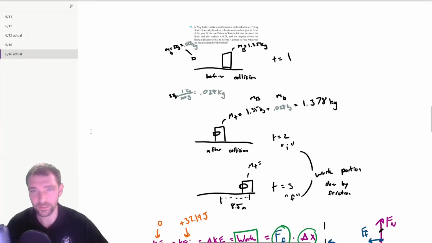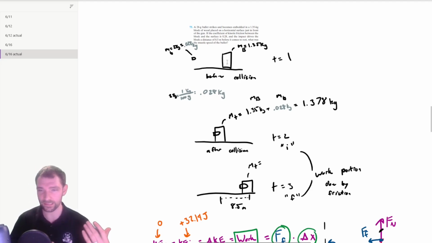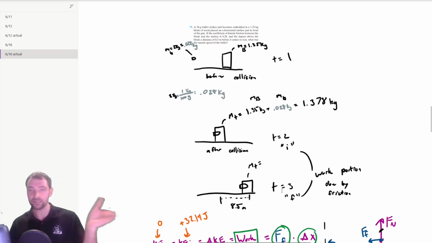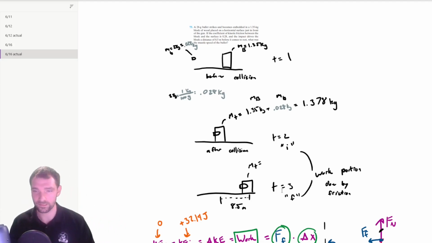So here we have another problem where it helps to have this intuitive line form, but you also have to keep track of a couple different time scenarios. So there's time 1, where there's this bullet going towards this block, then they collide, I'm calling that time 2, and then there's time 3, where they've slid across some surface and then they've stopped. So they're no longer moving at time 3.